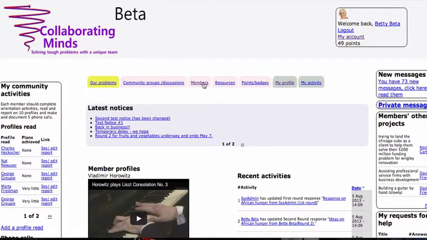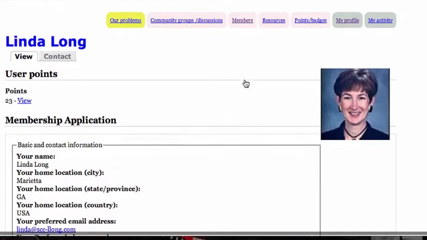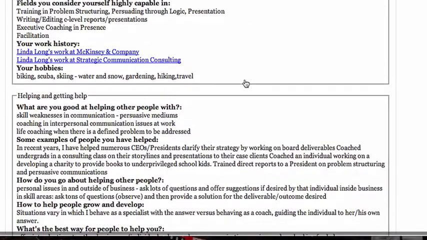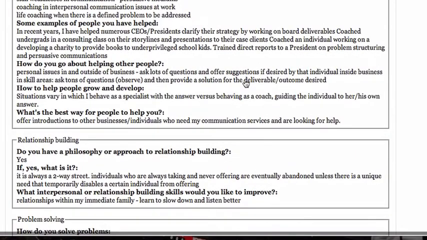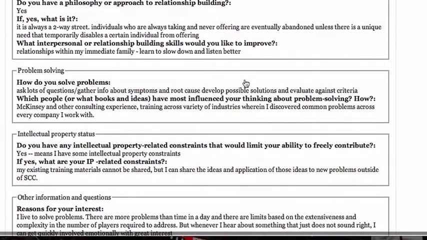One path to that is the Members tab. Here we have a list of the members. By clicking on a member, you can see their profile. The profiles are long in order to give people an opportunity to get to know each other. And we have some ways of getting all members to fill out these lengthy and helpful profiles.